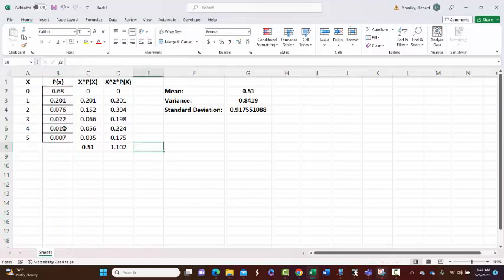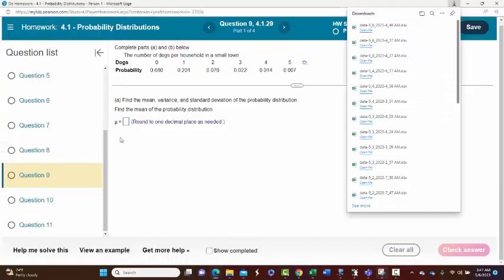I just copied and pasted a new set of P's in there. So all the formulas were all set up, so everything's good. So these are the new P's, so these are the answers we want right here. So 0.51.